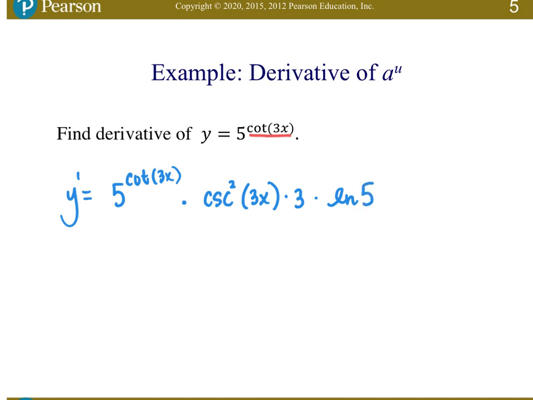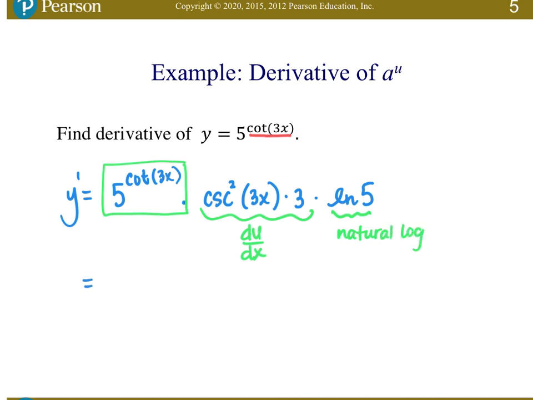Okay, so those are all the pieces. You start with the problem itself, and then multiplied by the derivative, du dx, and then the natural log part. So let's clean that up. In the very front would go 3, and then probably ln 5. And then next would come the square, so cosecant squared of 3x. And then at the very end would come the 5 to the cotangent of 3x. That's the typical order.